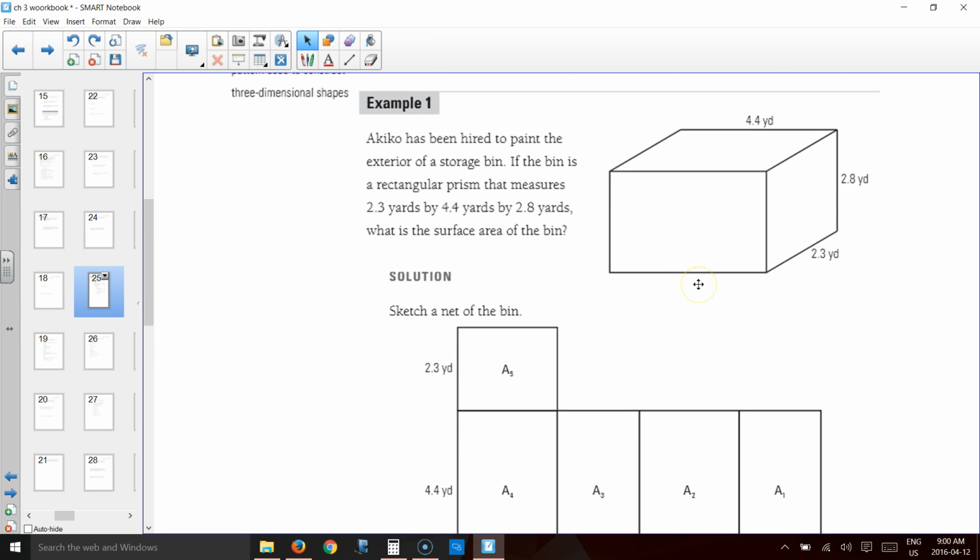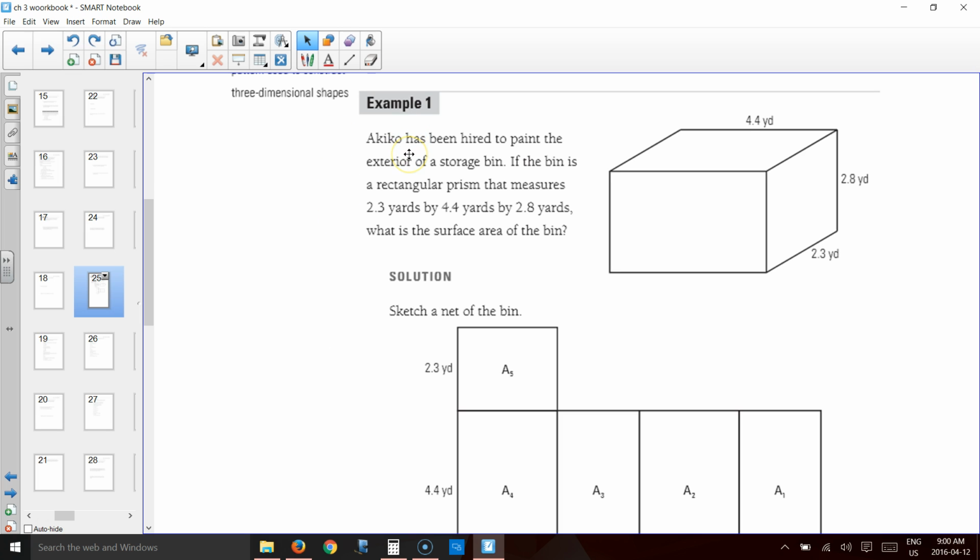Volume would be if we were trying to find how much this container holds in terms of space, air space, water, food, whatever you're putting in the box, right? That's not what we're talking about. We're talking about this actual outside area as if we were going to paint the outside of the box. So how do we calculate it?